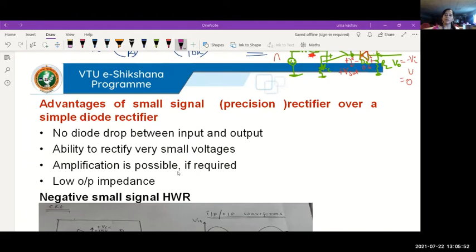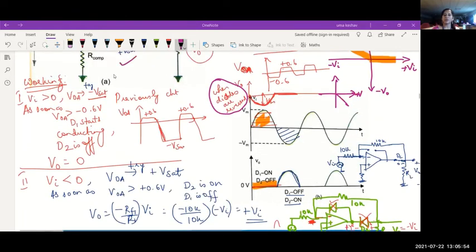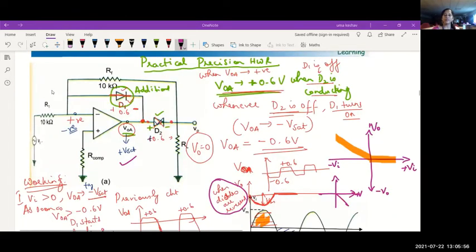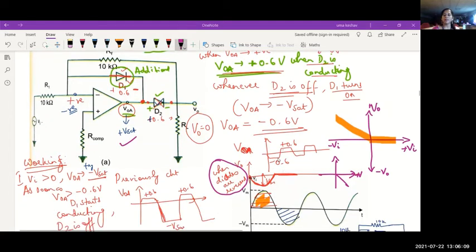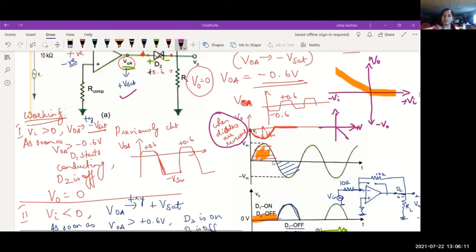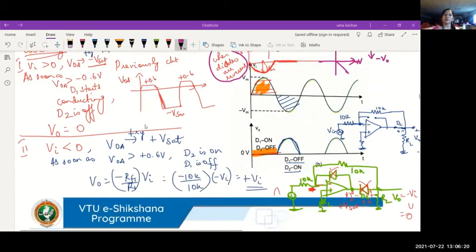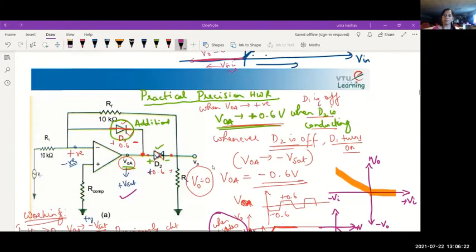Amplification is also possible if I consider this circuit. Here I have taken RF equal to R1 because I didn't want any amplification. But if I want a gain of 5 or something, I can make RF 5 times R1, and it still works. So whenever the input is in its negative half cycle, I'll get the output to be 5 times the input value. You can amplify as well as rectify. We have that advantage in this practical circuit.